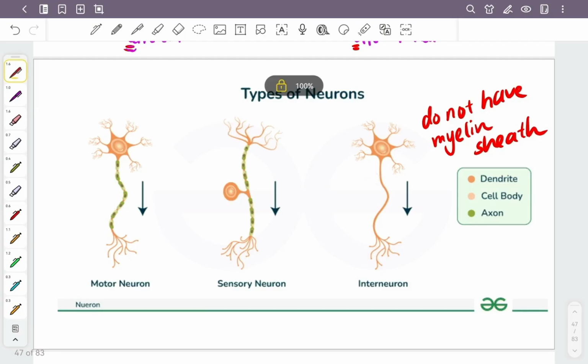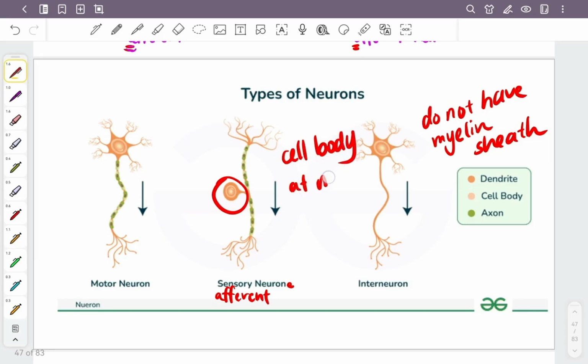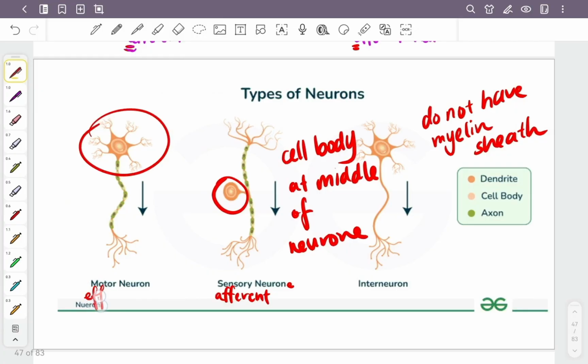Then for the sensory neuron, or what we call the efferent neuron, the cell body is at the middle of the neuron. And for this one, the efferent neuron, the cell body is at the end of the neuron. So this is how you are going to differentiate the three different types of neuron.